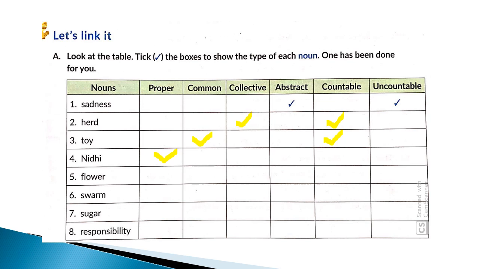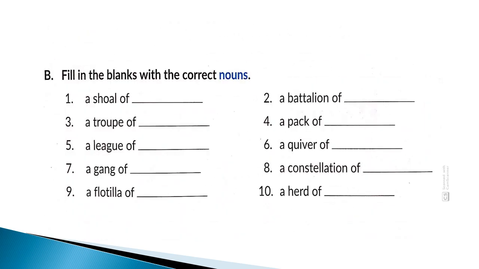Let us move on. Fill in the blanks with the correct nouns. Okay, so here is a list of collective nouns and I'm going to do the first 5 for you and the rest 5 you shall do on your own in your textbook itself. A shoal of fish. A battalion of soldiers. Simply means a group of fishes and a battalion of soldiers means a group of soldiers.